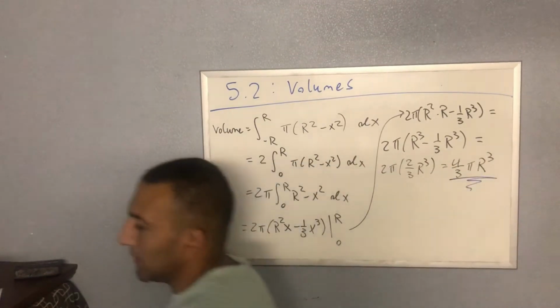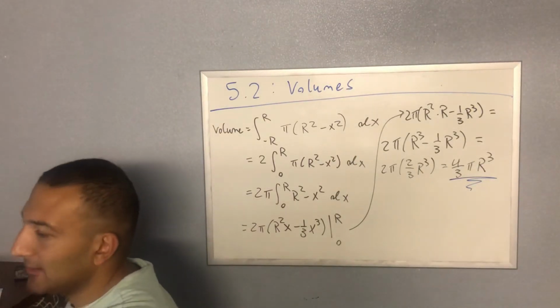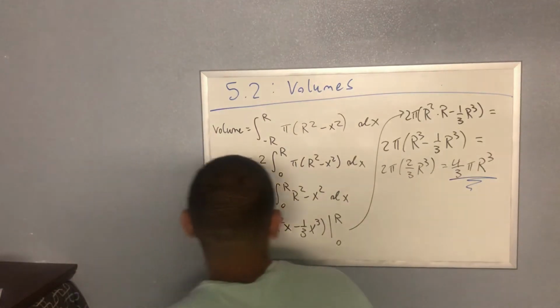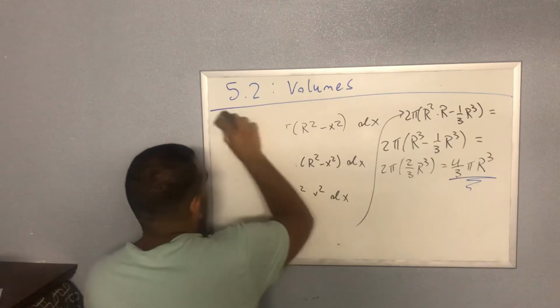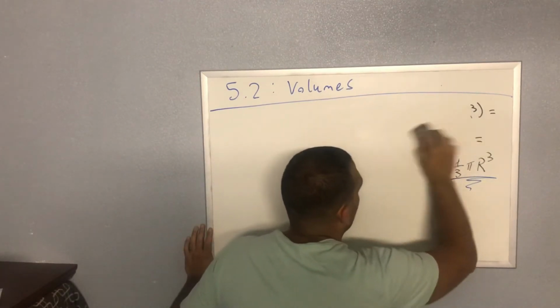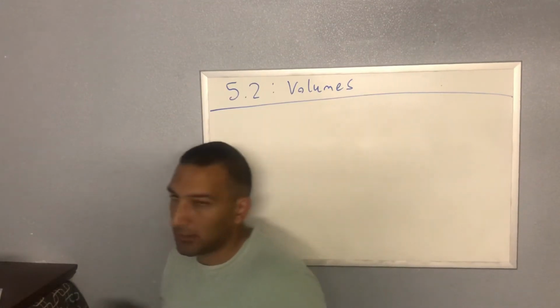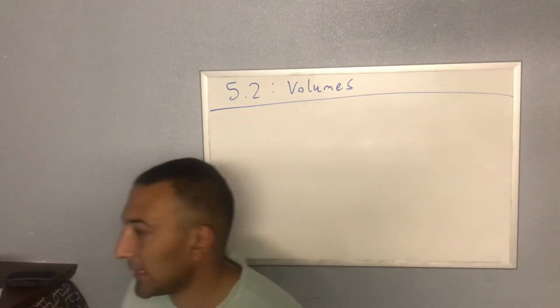Now let's do a few more examples where the shapes aren't necessarily so nice looking. They may look a little more strange. So now we're going to take a certain shape and rotate it, and then the resulting surface or object that we get, we're going to find the volume of that. So let me give you an example.